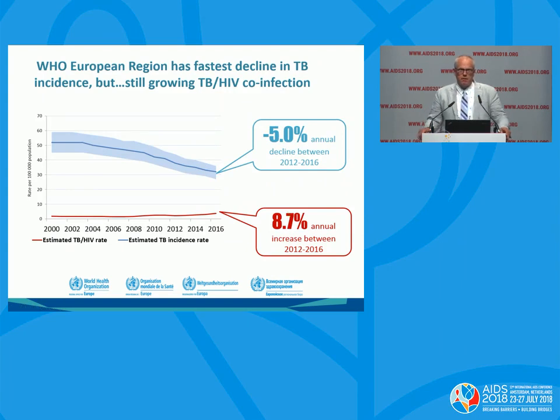There's been a pretty remarkable improvement in TB control in the region overall in the population, with a 5% annual decline between 2012 and 2016. On the other hand, among HIV patients, TB has been on the upswing, with a 9% annual increase over the same couple of years.